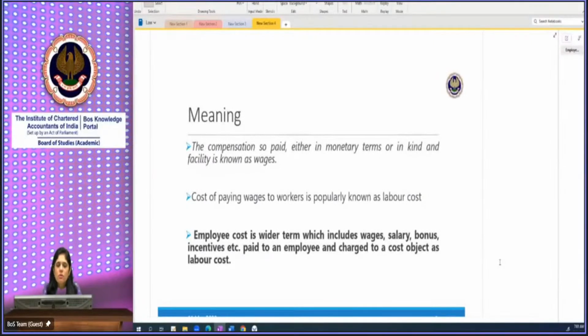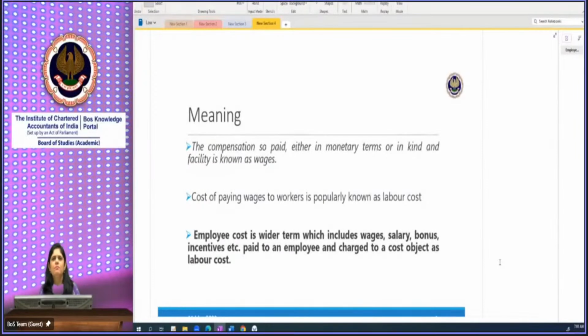All right. So what is basically the employee cost? The compensation we pay. The compensation means the reward for the work. The compensation so paid either in monetary terms or in kind or facility. So whether we are paying in money or whether we are paying in kind. Kind means we are giving something. We are not paying cash, but we are giving. Let us say we are giving a cycle, but not cash. So in kind or a benefit we are giving them.